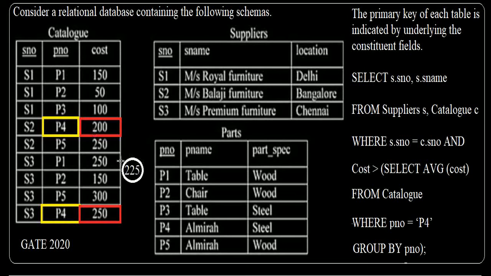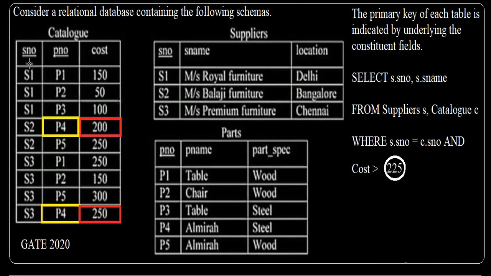And now let's place this 225 in this query, in the place of the subquery, like this. Now we will take each tuple and compare with the cost where it is greater than 225. Okay, we need to select, or print, the s number, which is this one, and s name, which is this one. Okay, and where the cost should be greater than 225. It means that where the cost is greater than 225 is here, this one.